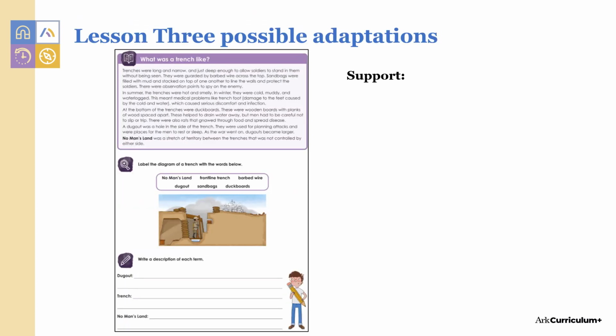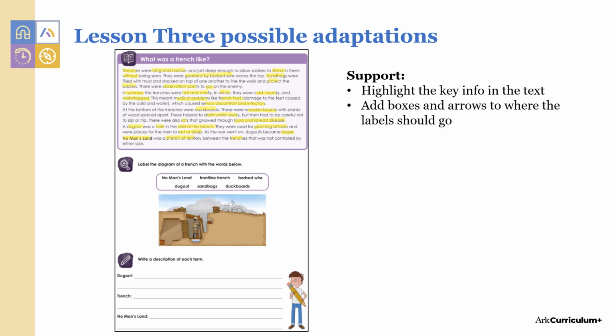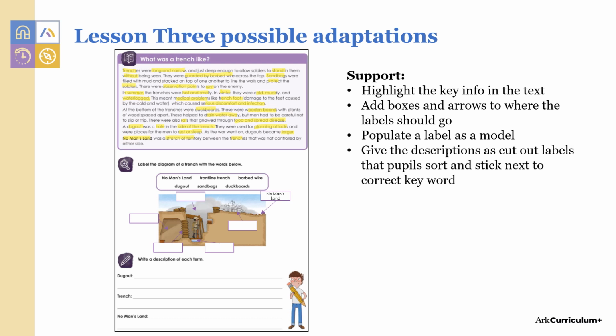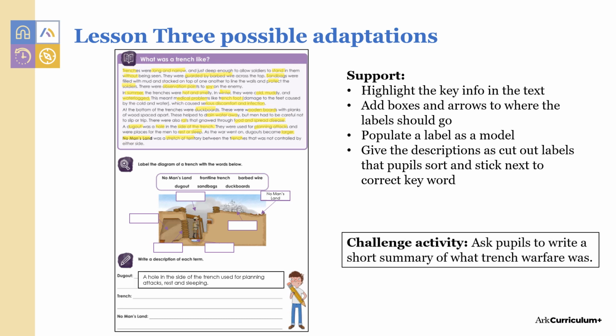Support pupils in Lesson 3 by highlighting the key information in the text, by adding boxes and arrows to where the label should go, by populating a label as a model, by giving the descriptions as cut-out labels that pupils could sort and stick in next to the correct keyword. Challenge pupils by asking them to write a short summary of what trench warfare was.